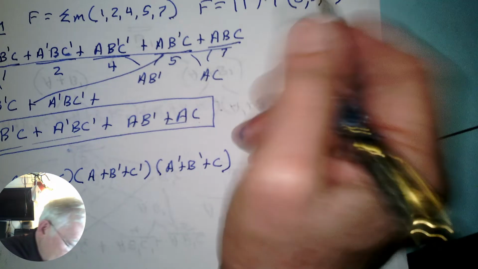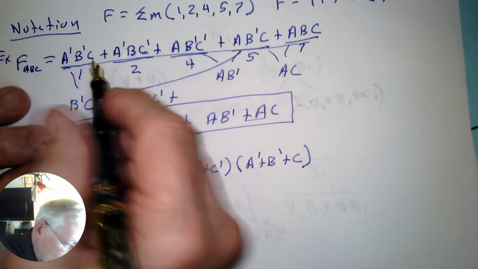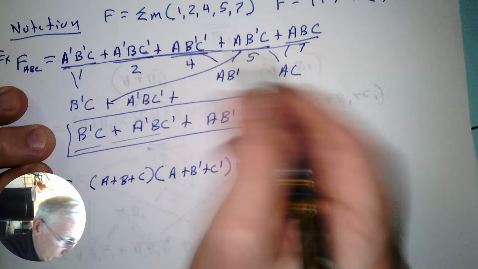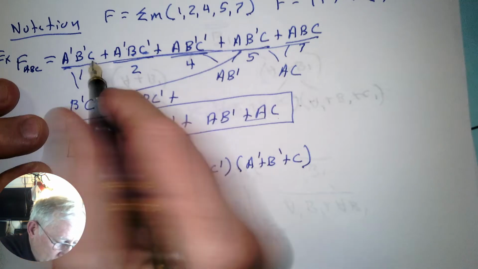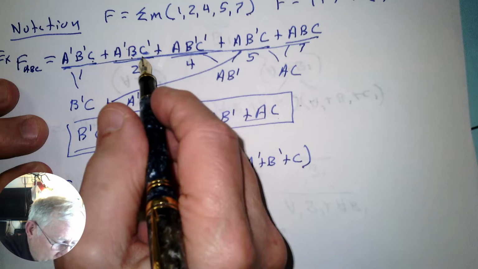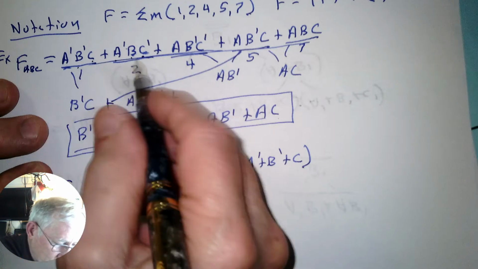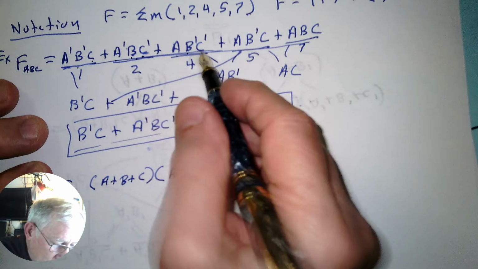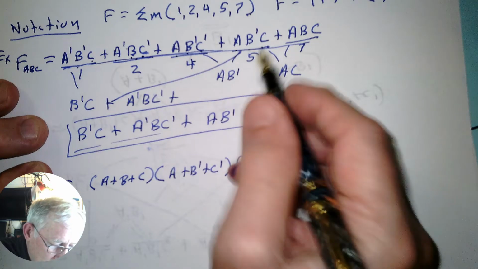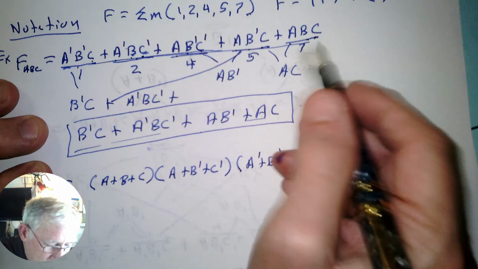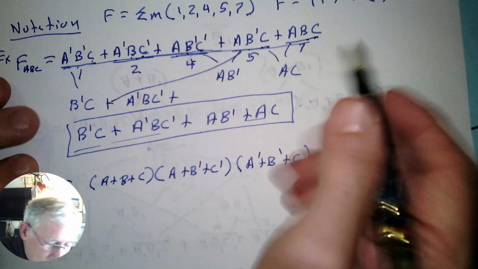Okay? So now I'm going to write them out. If I write out my min-term expression, I have A prime B prime C plus A prime B C prime. That's min-term 1, min-term 2. A B prime C prime, min-term 4. A B prime C, min-term 5. And A B C, min-term 7. And now I can simplify these a couple of different ways.